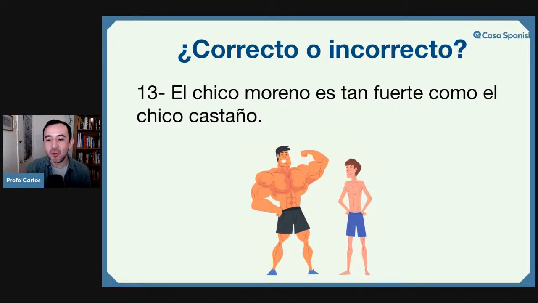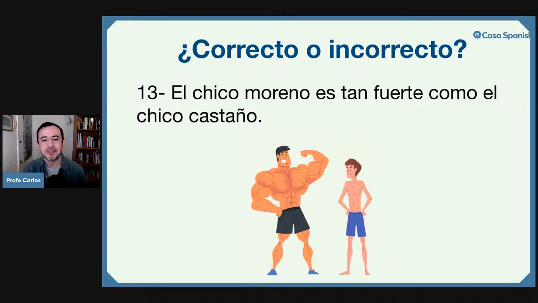Ok, correcto o incorrecto. El chico moreno es tan fuerte como el chico castaño. Recuerden, remember, moreno means dark haired, like myself. Castaño means brown haired. So the dark haired guy, that's what we're saying. El chico moreno and el chico castaño, the brown haired guy. El chico moreno es tan fuerte como el chico castaño.